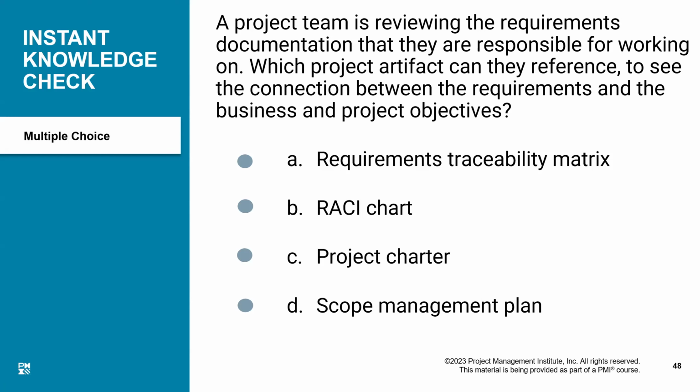Next question, a project team is reviewing the requirement documentation that they are responsible for working on. Which project artifact can they reference to see the connection between the requirement and the business and the project objective? Is it the requirement traceability matrix, RACI chart, project charter, or the scope management plan? Kelvin?